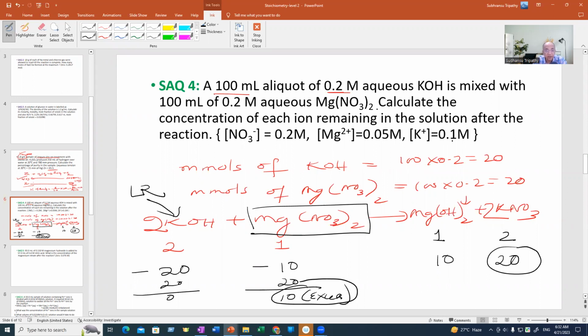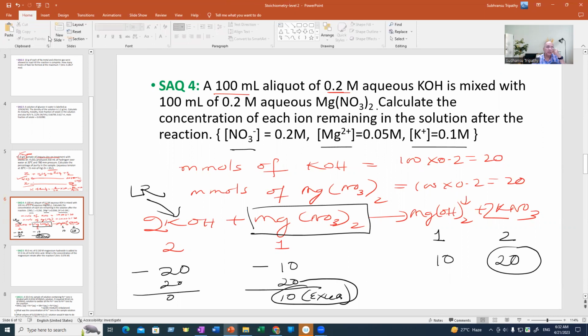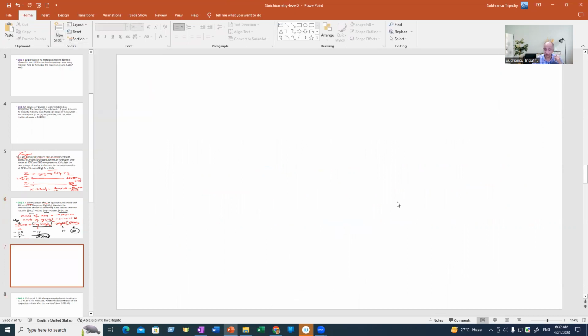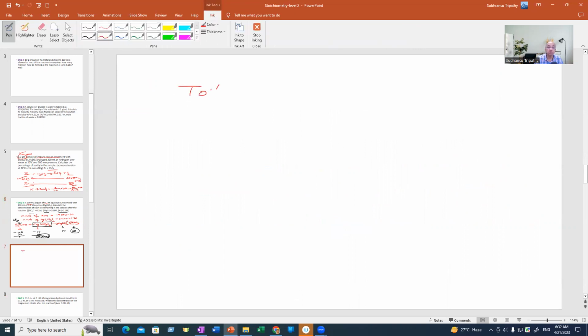So the answer is given here. We have nitrate ion, we have magnesium ion, we have potassium ion. So what you have to do is to add the total volume. What is the total volume after mixing? 200 ml. Yes, the total volume after mixing is 200 now. So in the 200 ml, we have to find out what will be the molarity of each ion.